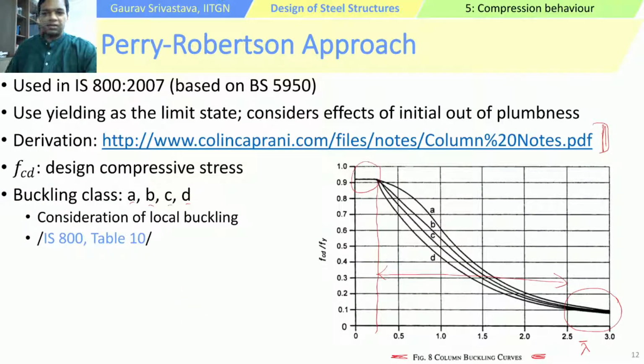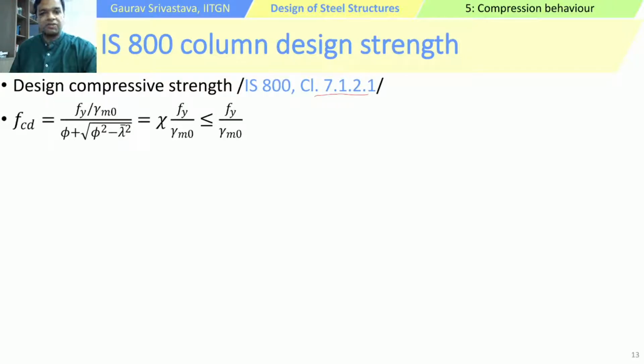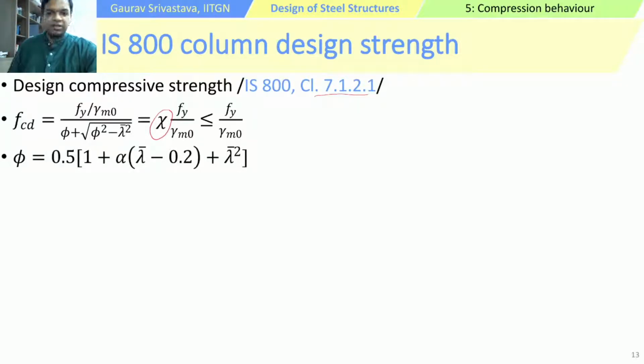Now, we were looking at these column curves which are given in IS 800 2007, and the design strength is also given as an expression. So the design compressive strength, as per clause 7.1.2.1 of the IS 800, is given as this expression, where 1 over phi plus this expression is denoted as chi as well. So this is the strength reduction factor. Okay, and phi is defined like this.